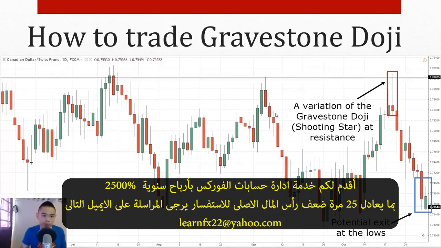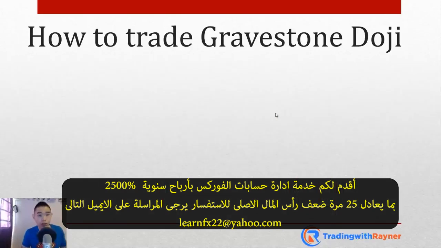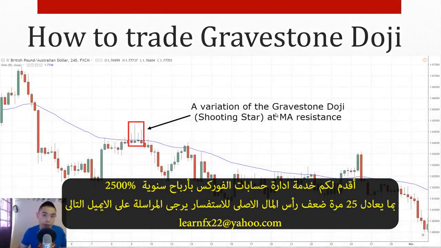All right, that's possible. Another way you can trade the Gravestone Doji is in a trending market. For example, if the market is in a downtrend, you can look for it to pull back to a moving average, or previous support and resistance, whichever you define as an area of value. In this case, this area of value is back towards this swing high and towards this 50 period moving average. Then you have a variation of the Gravestone Doji, otherwise known as a shooting star.